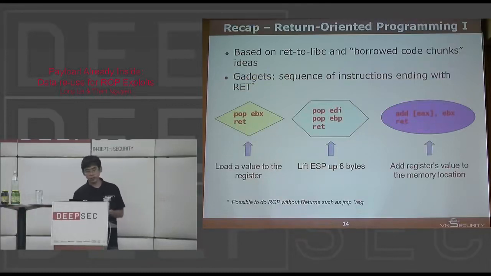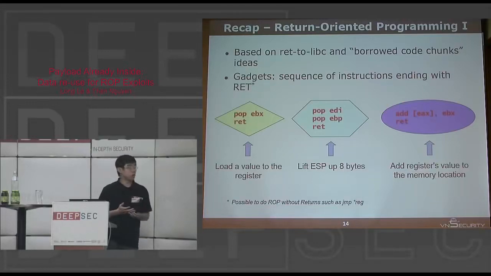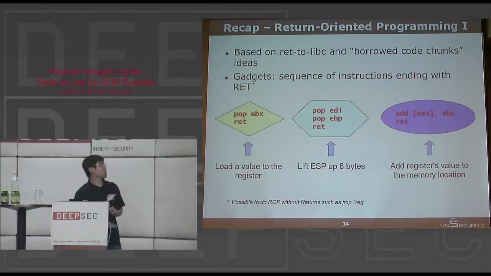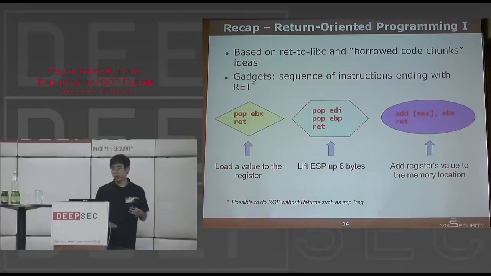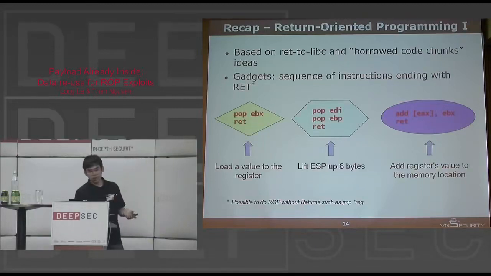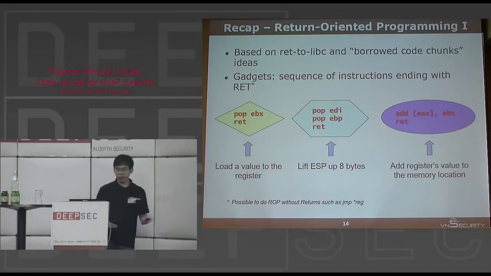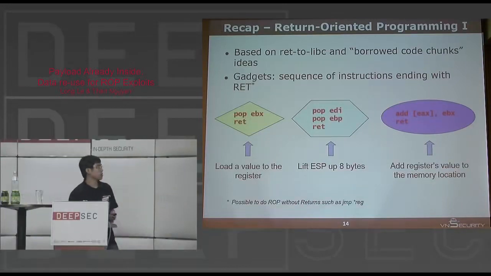ROP is a new term that has come up in the last two years. But actually it's based on the return to libc and borrowed code chunk kind of idea. The term gadget means a sequence of instructions ending with a return, but it's not necessarily ending with return. It can also end with a jump register or something like that.